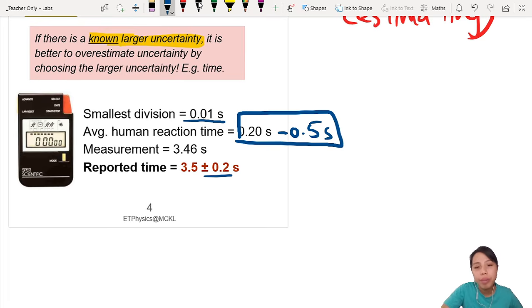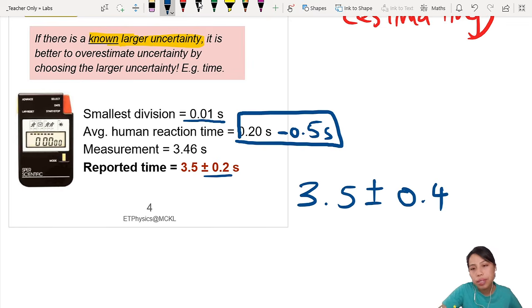So here I choose the minimum. Or if you feel that on the day of the experiment your brain was very sleepy, choose something bigger, plus minus 0.4 seconds. That is fair. It's a good estimate. If you're wondering, where does this human reaction time come from?